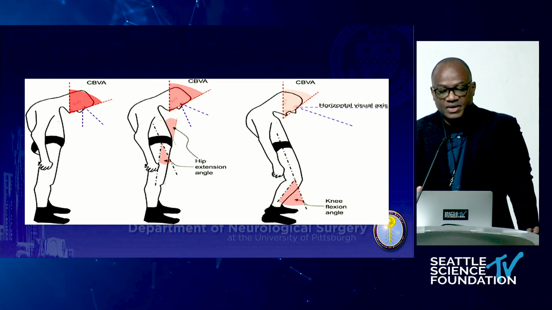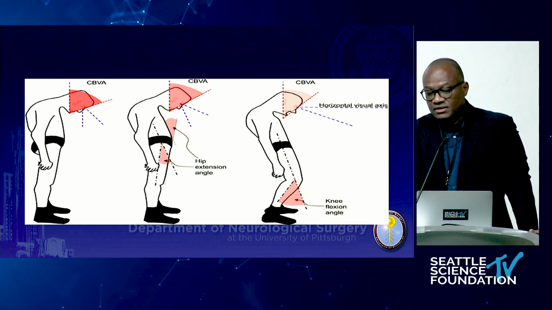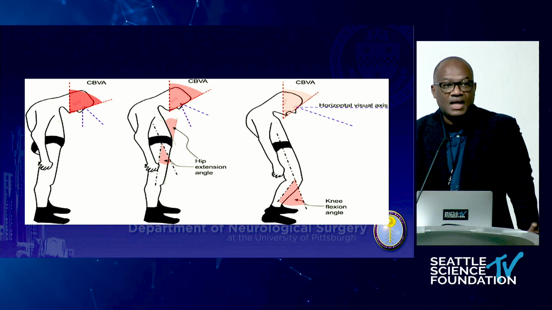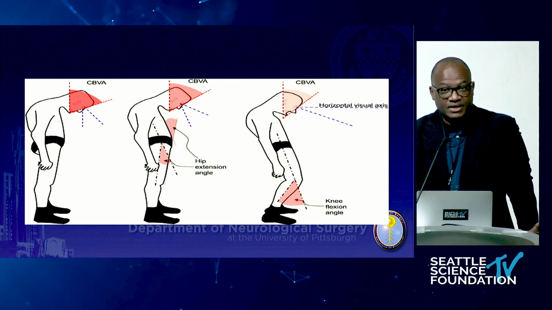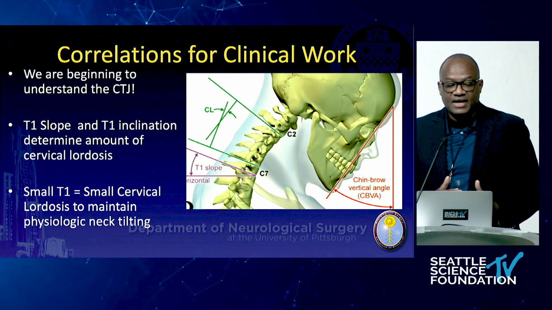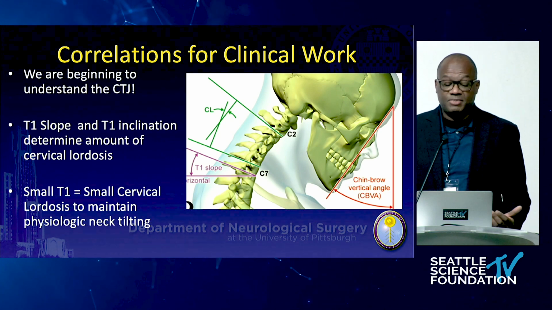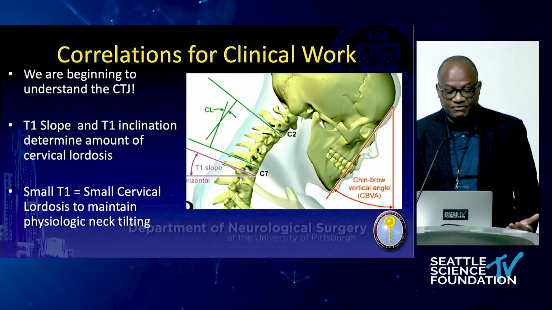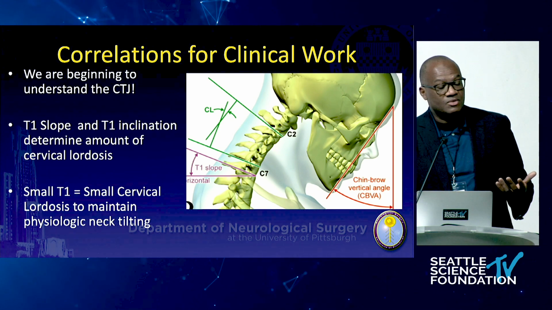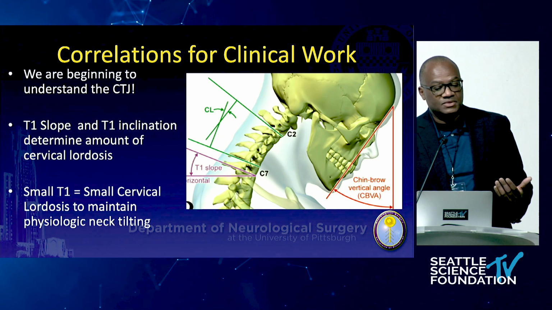I also want to mention quickly, we've talked about what we call chin on chest, as the chin-brow vertical angle. And if you did long cassette x-rays, we'll be able to talk about things that affect the cervical thoracic junction. That has a regional effect on the cervical spine as well as a downstream effect, which is the T1 slope, T1 inclination, which determines the amount of cervical lordosis.